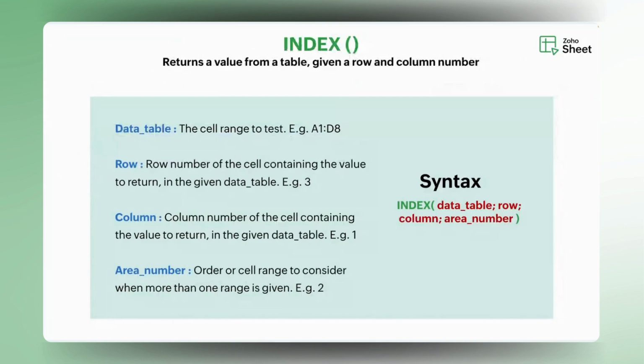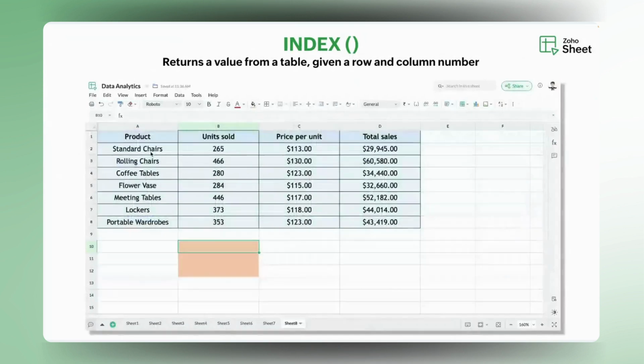For a case where you have multiple tables in your sheet, you have to specify the range of data that needs to be used for the calculation. Let's see a quick example of how it works. In the sheet, I have a table that contains the product name, the number of units sold, the price per unit, and lastly, the total sales of each product. Now I'm going to use the index function to retrieve a specific product name from the table.